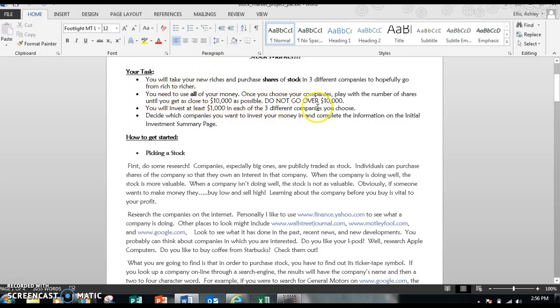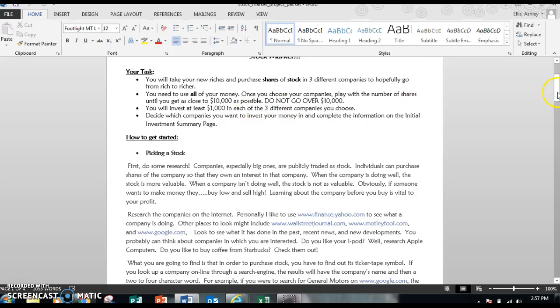Once you choose your companies, play with the number of shares until you get as close as you can to $10,000. But you cannot go over $10,000. You will invest at least $1,000 in each of the 3 different companies that you choose. Decide which companies you want to invest your money in and complete the information on this initial investment summary page.